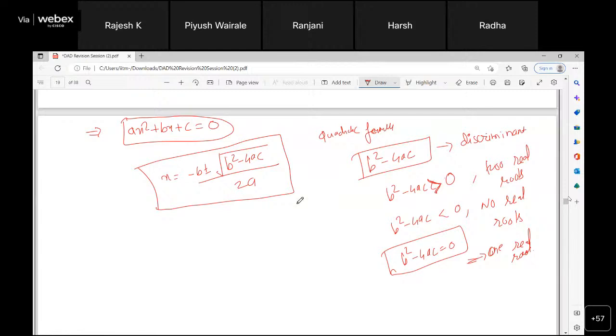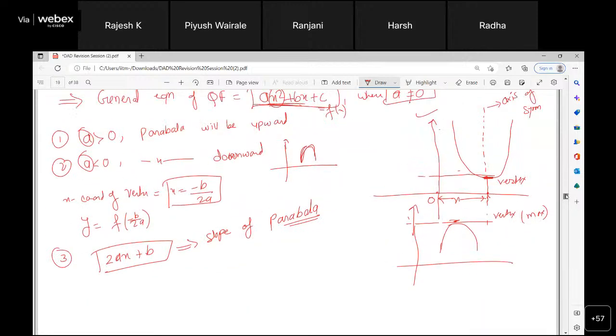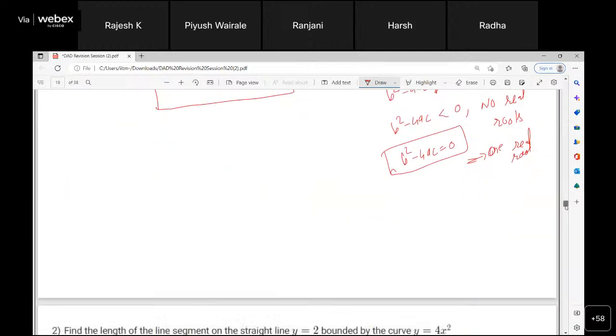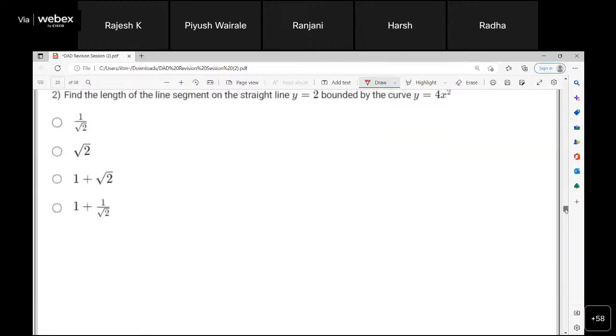But remember how to find the roots of this quadratic equation, whatever I explained today. To find the vertex, get the x coordinate, then put the value of x in that expression and you will get the y coordinate for that vertex. The slope of the parabola is 2ax plus b, just remember that simple formula. And this is important: the parabola is upward when a is positive and downward when a is negative. Based on this, we'll solve one question.